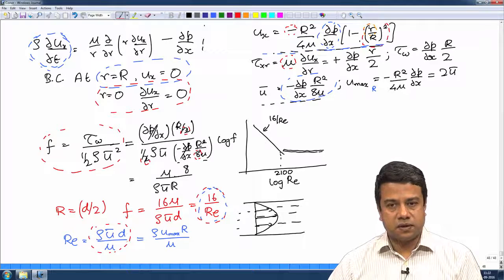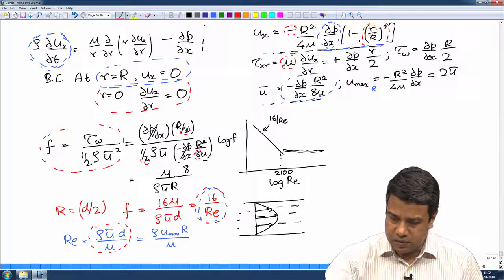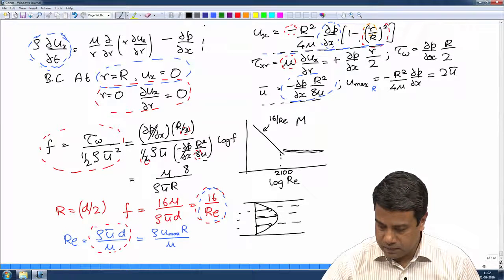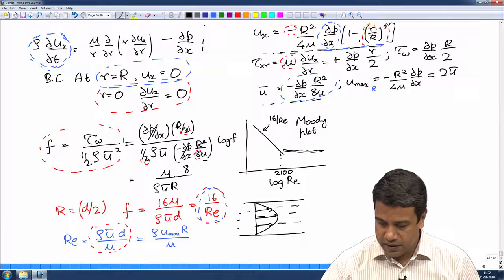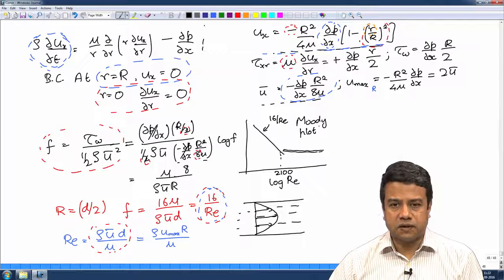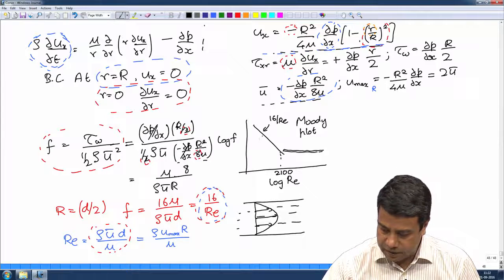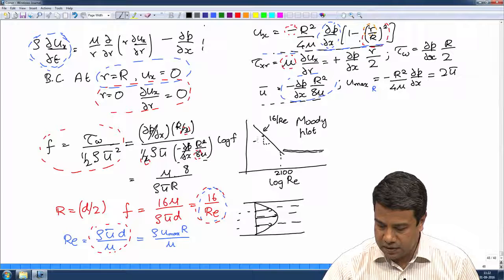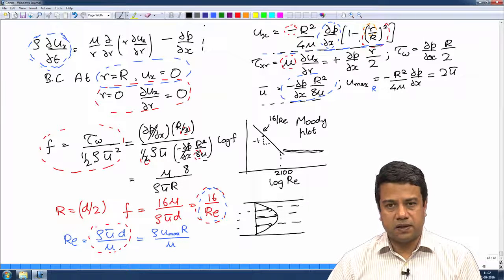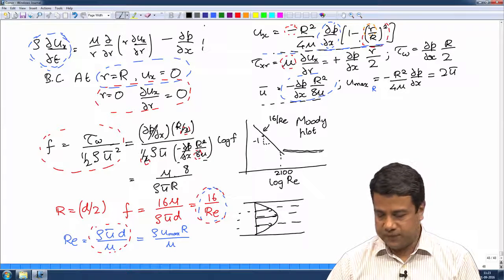So, this was the Moody plot. Log of friction factor versus log of Reynolds number. On a log-log graph the slope is -1. If f is equal to 16 by Re, log f versus log Re will have a slope of -1.